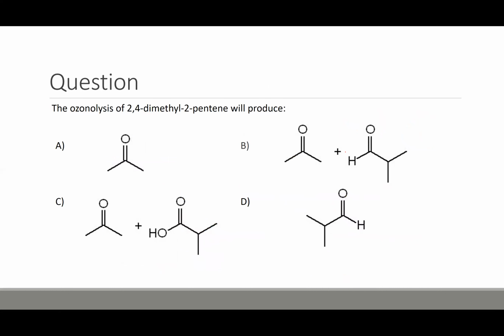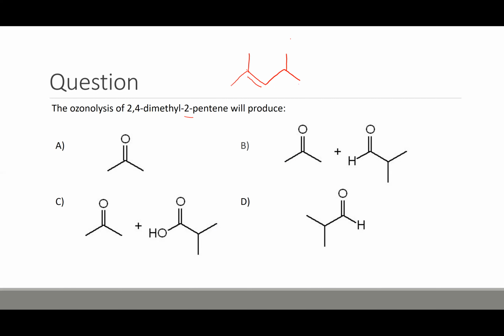Okay, so let's first draw out our starting reactant and see what it would produce. We have a pentene. So it's a 5-membered chain, 1, 2, 3, 4, 5. It has a double bond at position 2. That would be here. And 2,4-dimethyl. So 2 methyl groups on position 2 and 4. So here's position 2, and here's position 4.